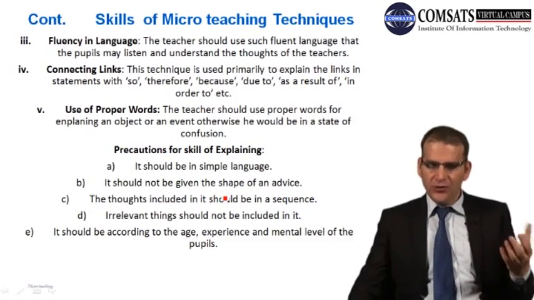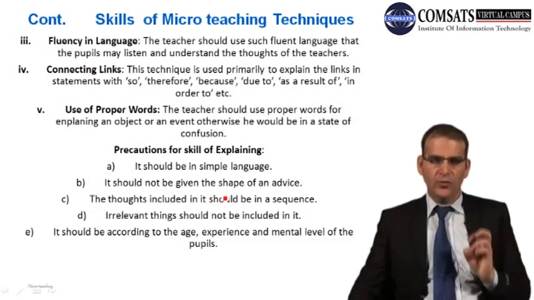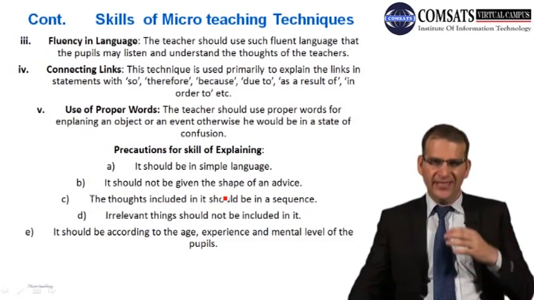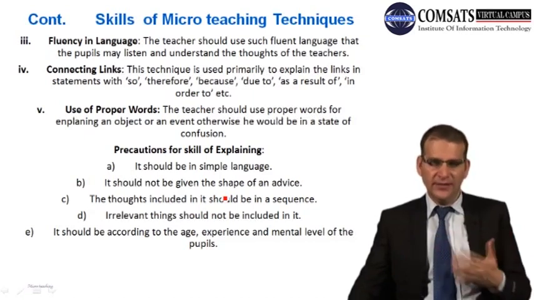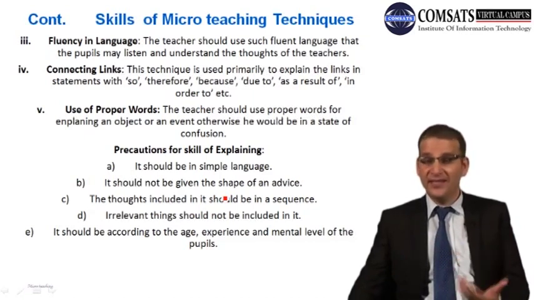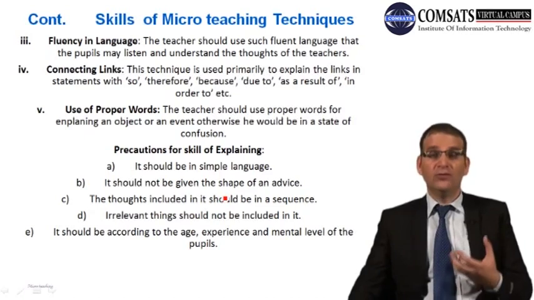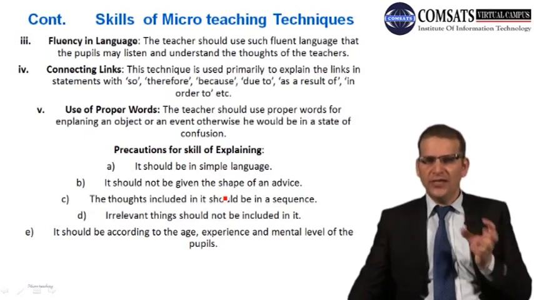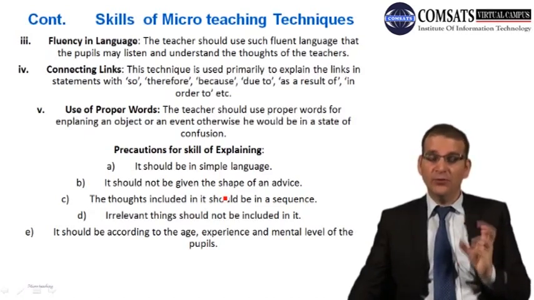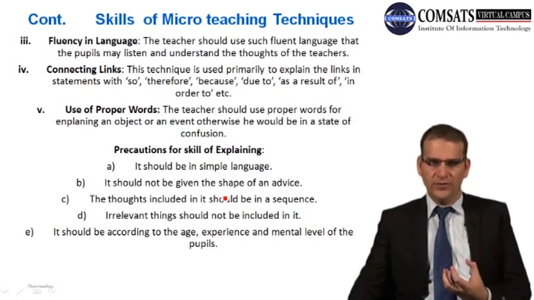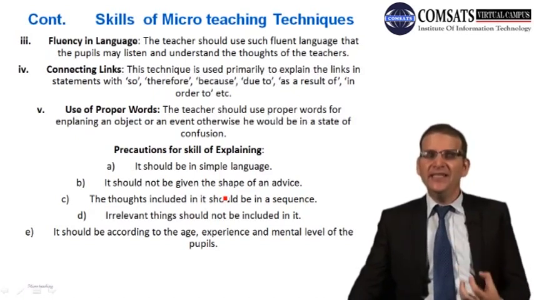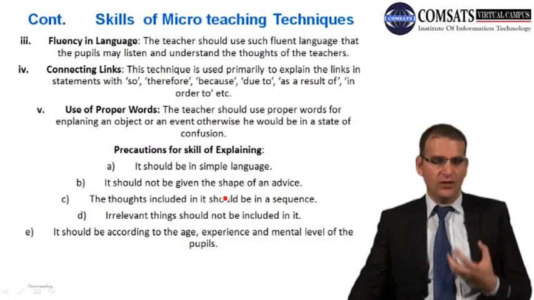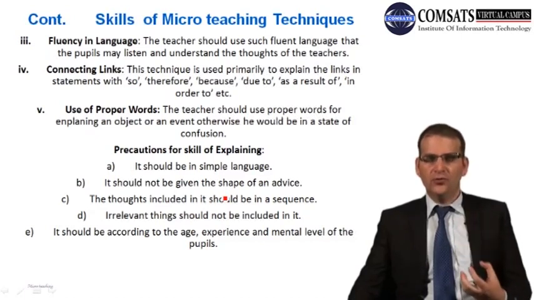Right? And then it should not be given the shape of advice, right? Explanation is not advice. You are just explaining things. You are making things clear. Talking about the communication process, you see there are six components of the communication process. So you explain each and every component. You talk about the communicator, you talk about the receiver, you talk about the message, you talk about the environment.